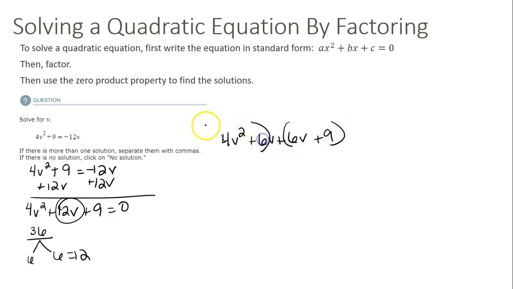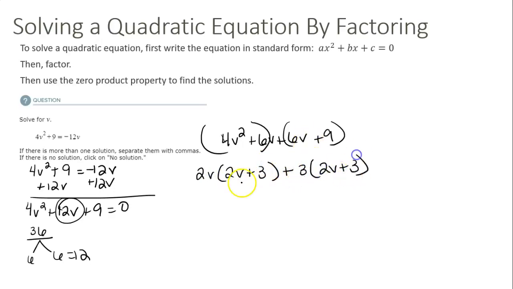Now we're going to factor by grouping. The GCF of the first group is 2v. That leaves me with 2v plus 3. The GCF of the second group is 3. That leaves me with 2v plus 3. These match as we should. I'm left with 2v plus 3 times 2v plus 3. Notice these are exactly the same. We could do it twice if we want to, but it's not really necessary. I'm going to get the same answer for both.